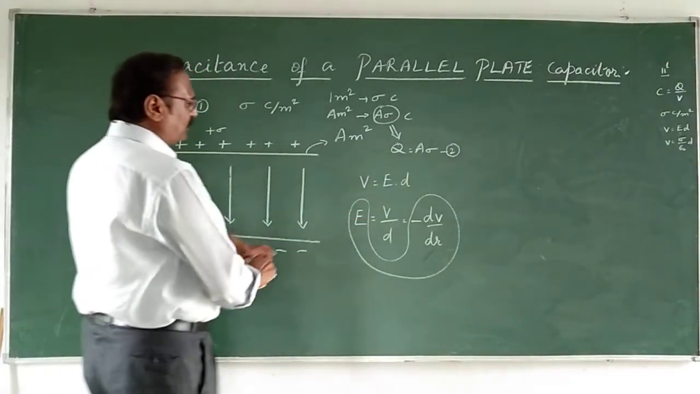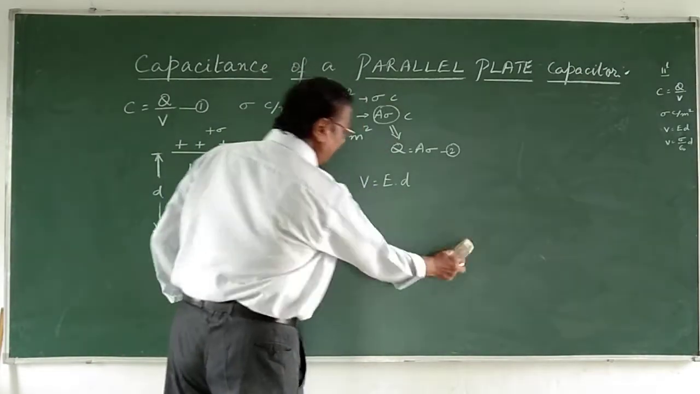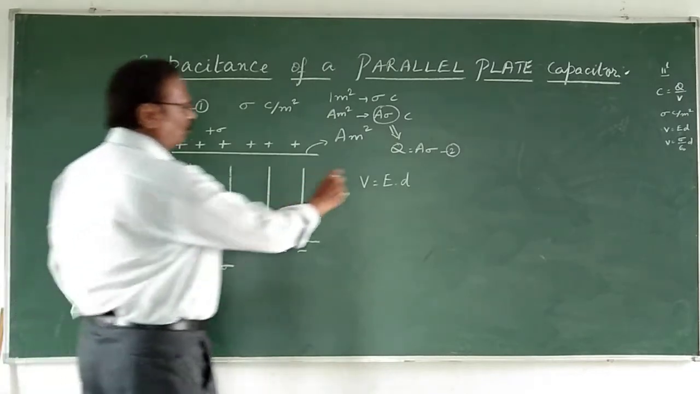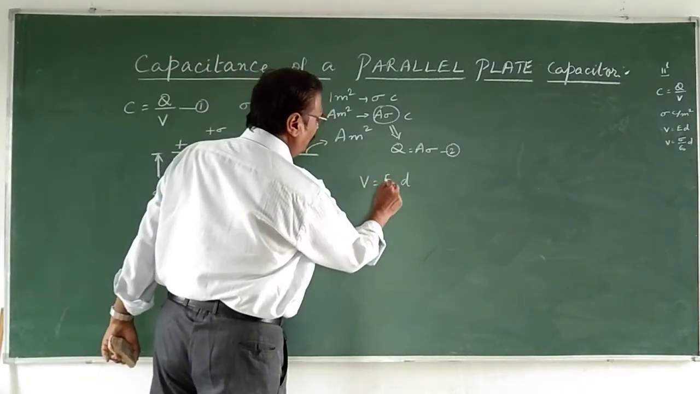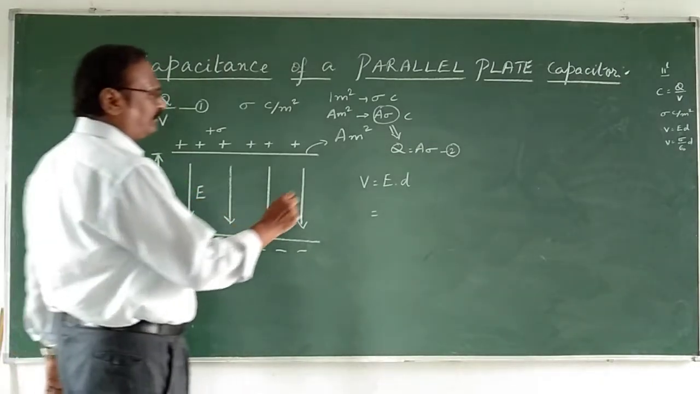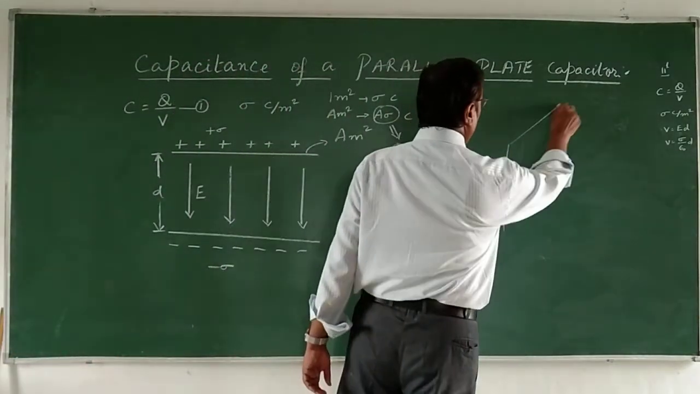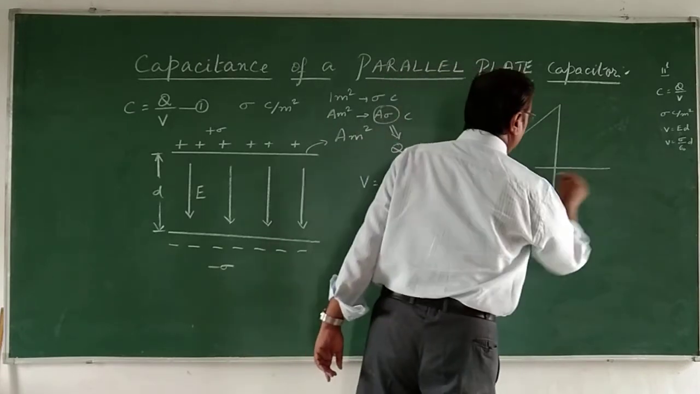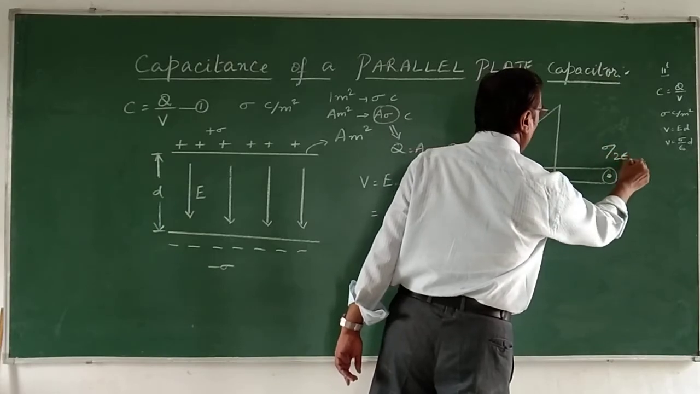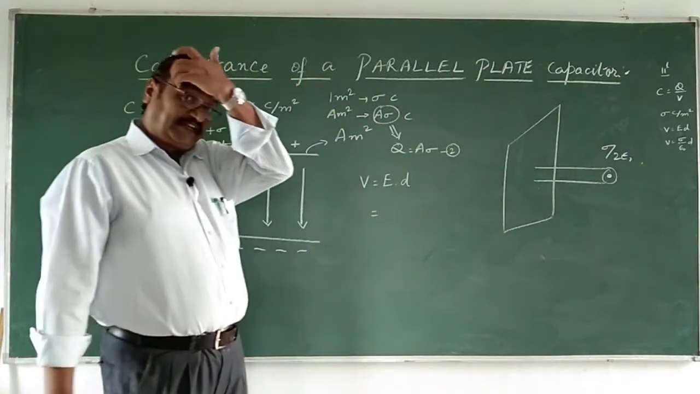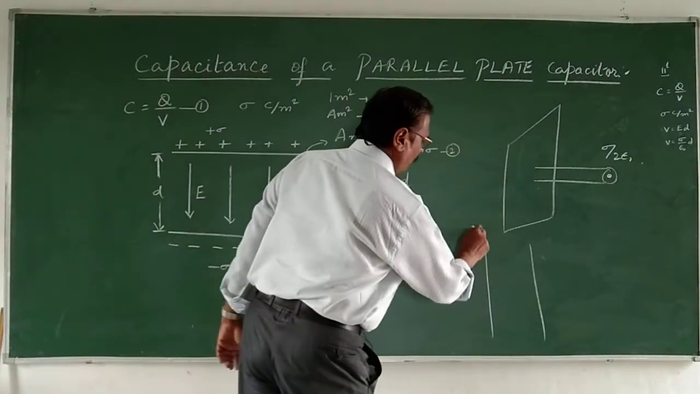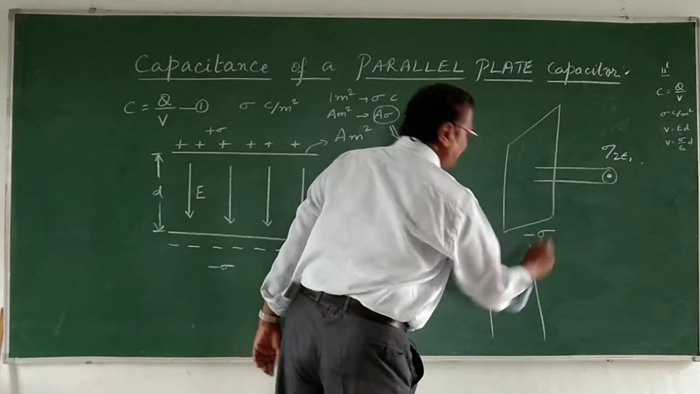With this concept, now why am I taking V? Because the denominator has V. So, V is equal to E into d. Now, what is this E? According to Gauss theorem, we said that for a parallel plate, the electric field at a point is sigma upon 2 epsilon naught. We derived that equation. Now, I have two parallel plates. One is plus sigma, another is minus sigma.